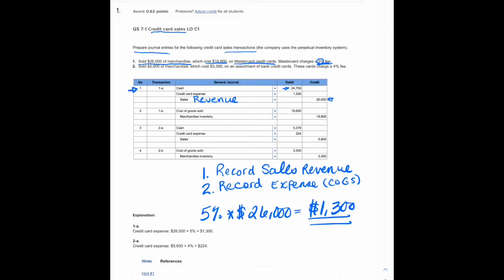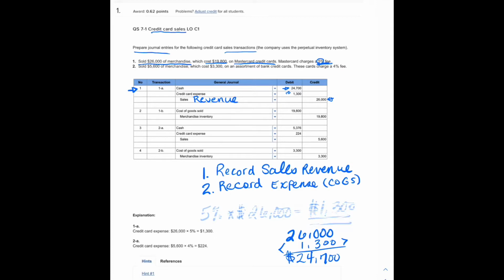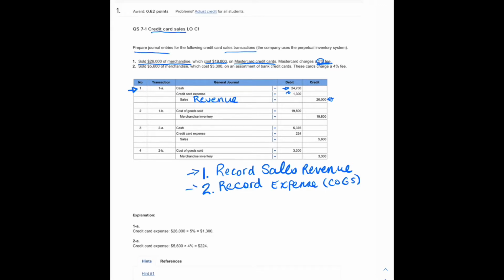Now we've gotten this $1,300, so the way we're going to get that $24,700 is just with simple subtraction. So we're going to say, well, I've got a $26,000 sale. By the time I back out my $1,300, that'll pull me down to the $24,700 in cash you see reported here. So that's all that's going on. So hopefully not too terrible. So now we'll move on to the next piece. So that handled number 1. So now we're going to look at number 2.